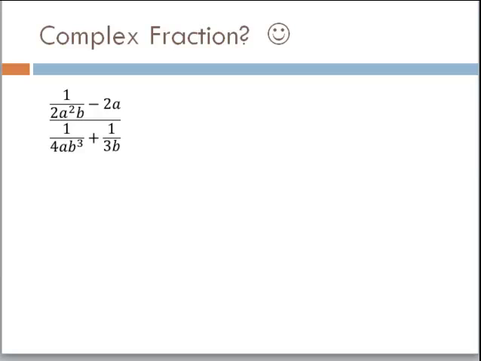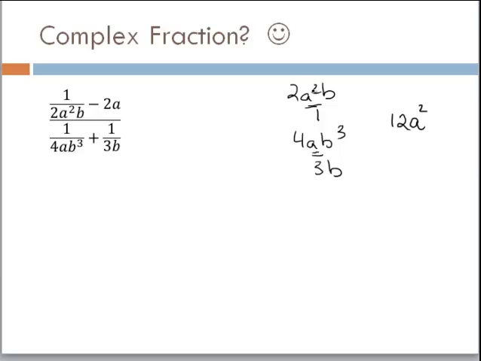What if you have a complex fraction? For a complex fraction, the very first thing you want to do is find the common denominator of all of the tiny fractions. So what do 2a squared b and 1 and 4ab cubed and 3b all have in common? Well, just looking at the 2, the 4, and the 3, you know 12 is the common denominator. Here we have a squared and a, so we definitely need some a's, but we need the most of each of the ones we see.